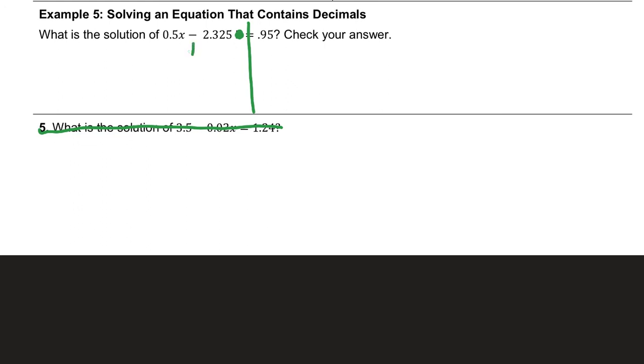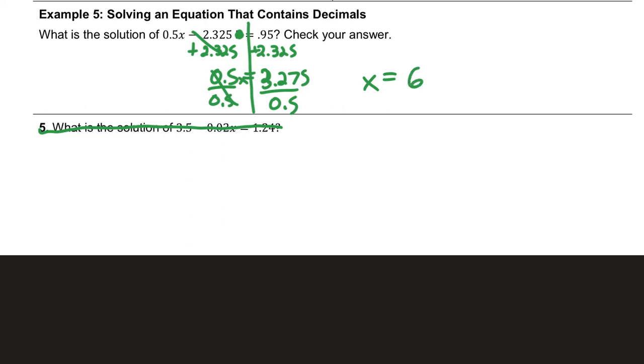So for this equation, I would add 2.325 to both sides of my equation first. Now I get 0.5x equals whatever 0.95 plus 2.325 is, which is 3.275. So to finish solving my equation, I'm going to divide both sides by 0.5. And again, use a calculator. I'm going to encourage that. So my solution is 6.55.